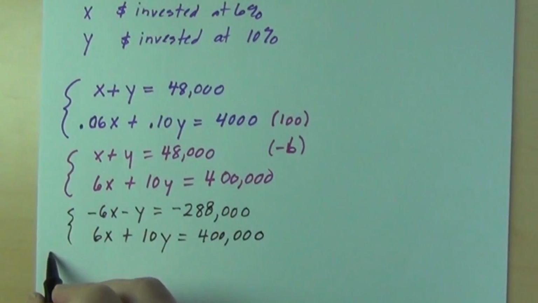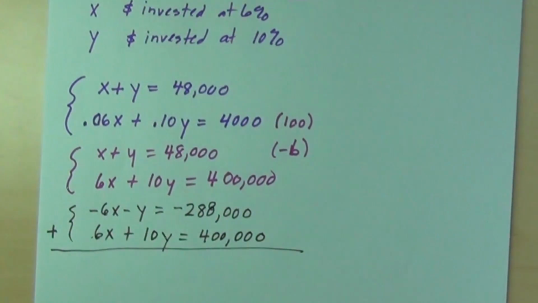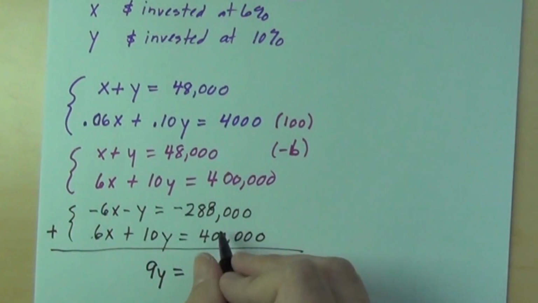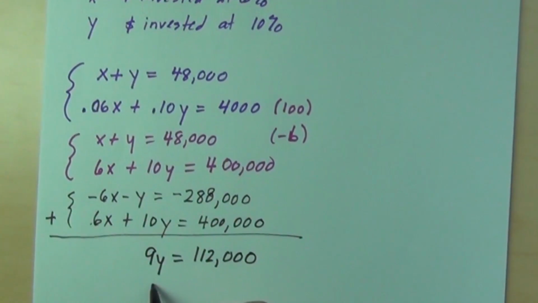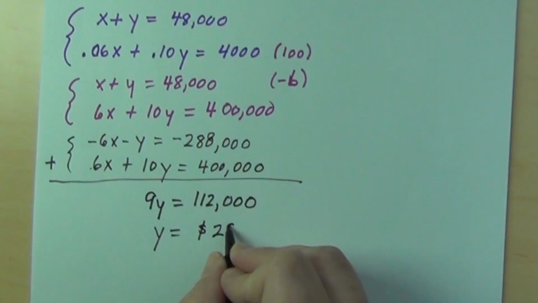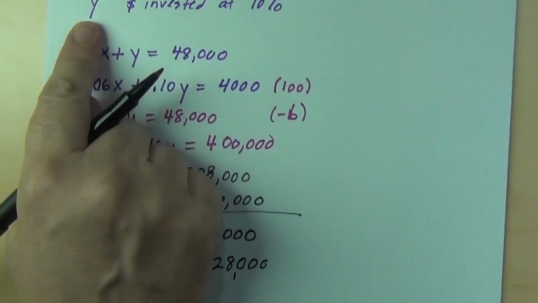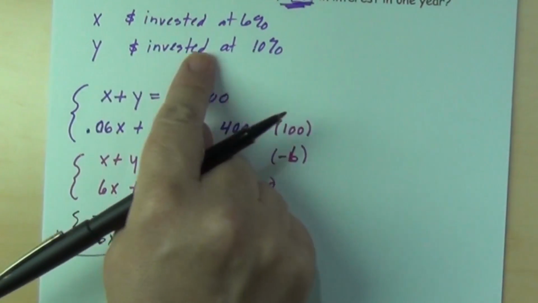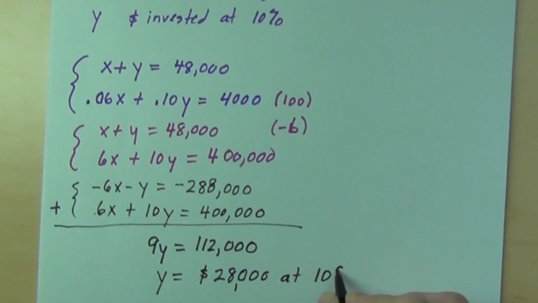All right, and now I'm ready to do the addition method and actually add them. So I've eliminated the X, I add the Y terms, and I now have 4Y. And I add these, and it will be a positive 112,000. You'll need to grab your calculator probably. Divide both sides by 4. And you should end up with $28,000. And that's Y. And Y represented the number of dollars that were invested at 10%. So we'll put this much at 10%.